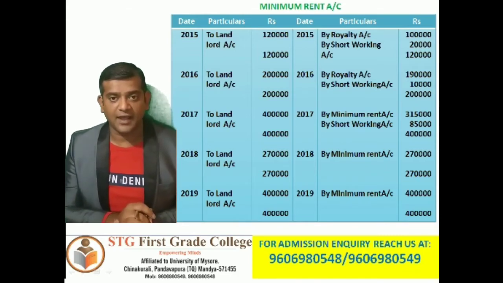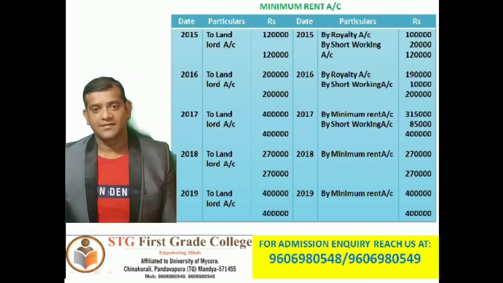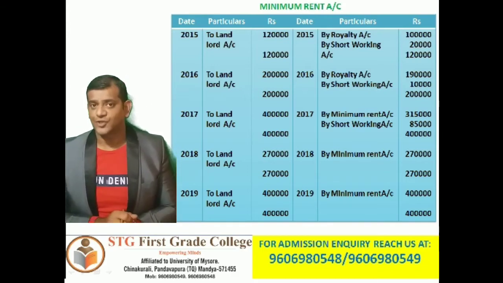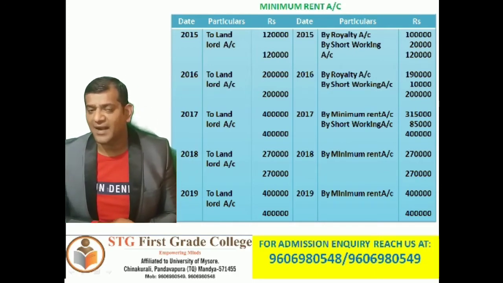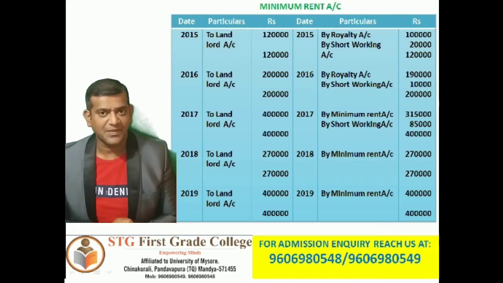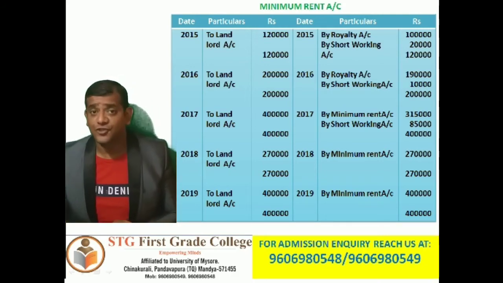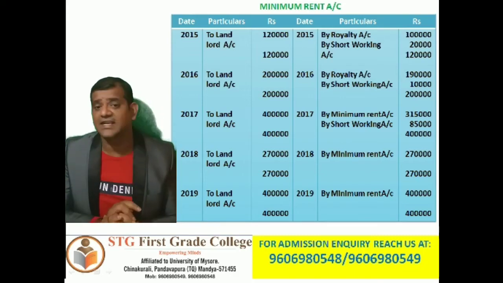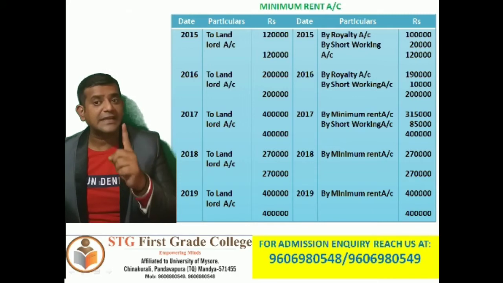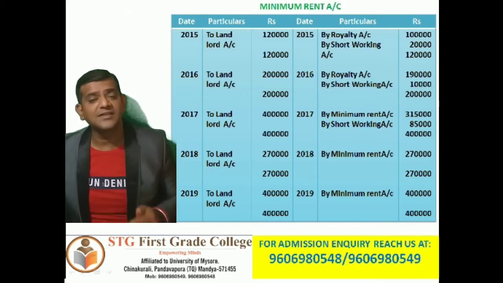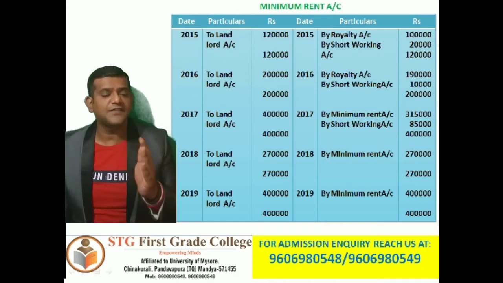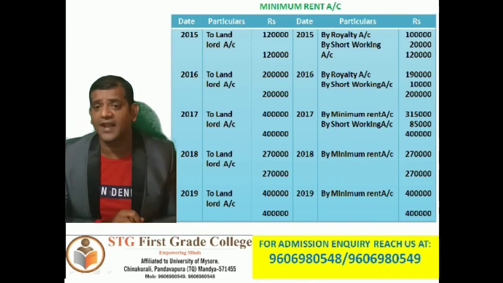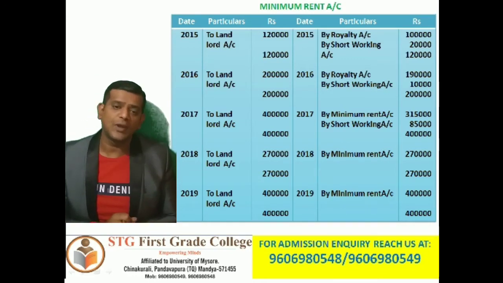Now in the year 2016, to landlord account, 2 lakh rupees. So again look, could we meet that minimum rent in the year 2016? No, right? So check out in the analytical table how much we could generate from the royalty payable column in the second year, that is 2016. That is 1,90,000 rupees. Clear? So then how much is the shortage there? Out of 2 lakh, we could generate only 1,90,000. So by short working account, how much short working was there? 10,000 rupees. So both the side total 2 lakh and 2 lakh.